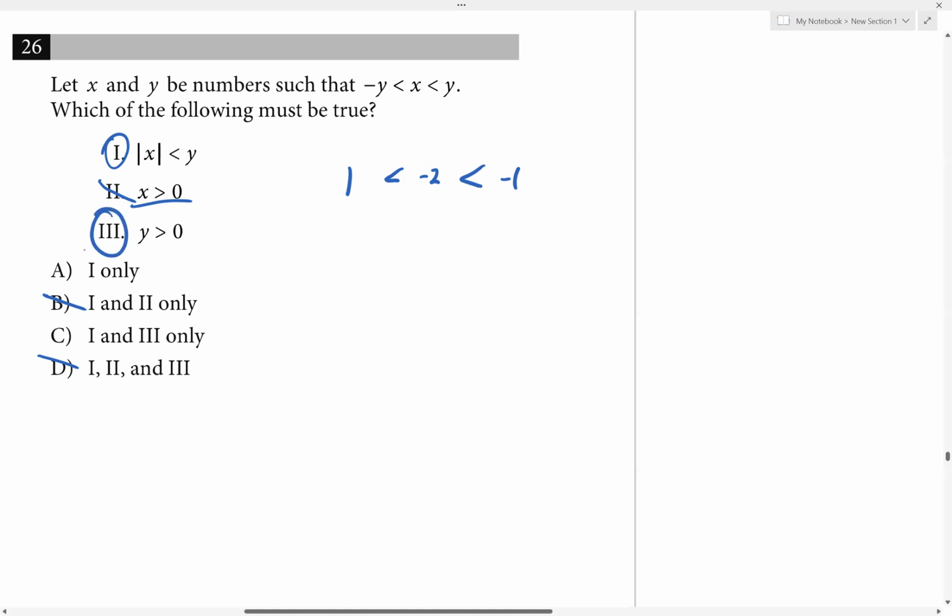So we know statement 3 will always be true. That should be our answer: 1 and 3 only, letter C for this question.